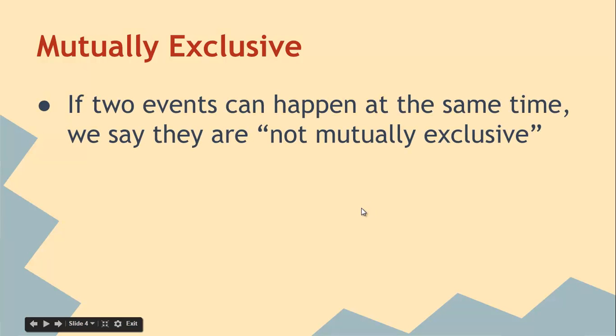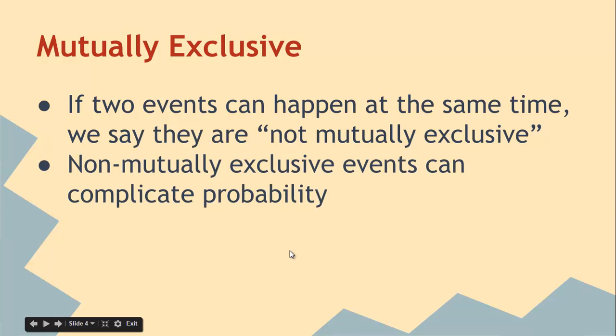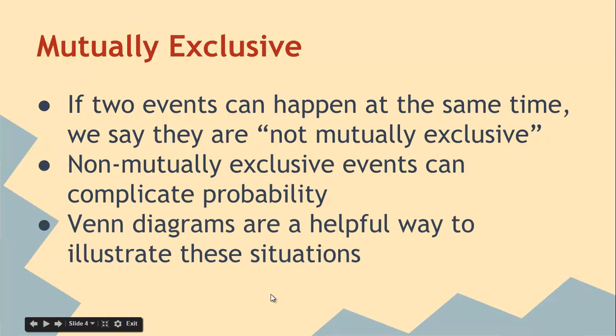Mutually exclusive: if two events can happen at the same time, we say they're not mutually exclusive. So if you can play soccer and football at the same time, those two things are not mutually exclusive. It means there's overlap. Non-mutually exclusive events can complicate probability. That overlap complicates things, and Venn diagrams are a helpful way to illustrate this. So if you think, this is a little bit complicated, I'm going to try a Venn diagram, that will actually help a lot.